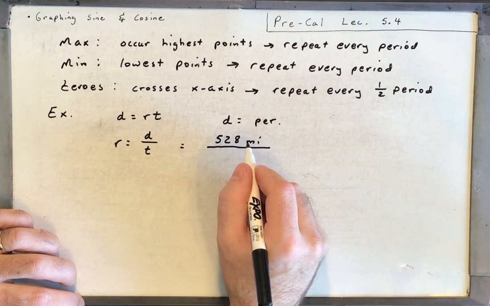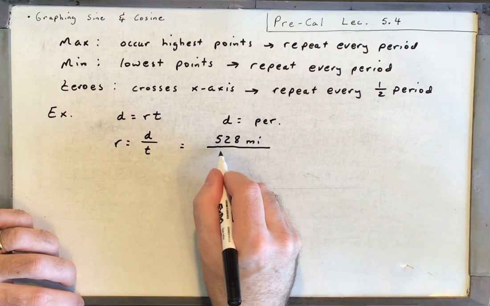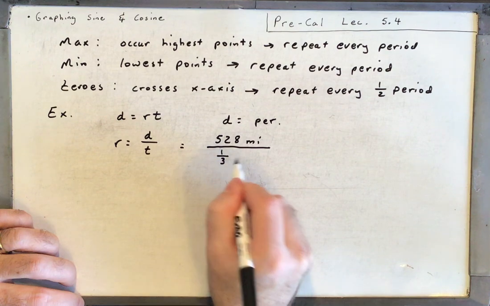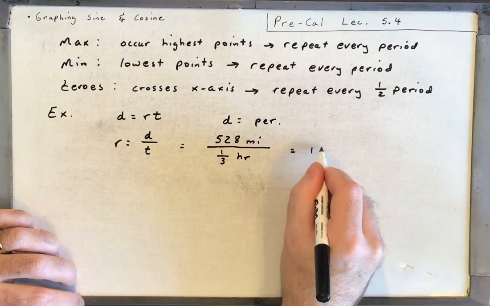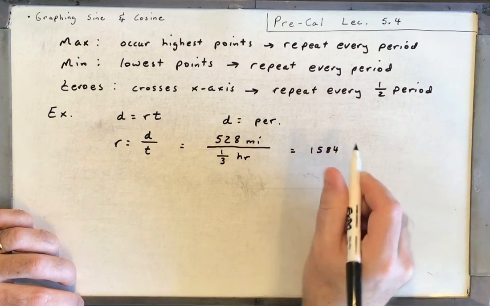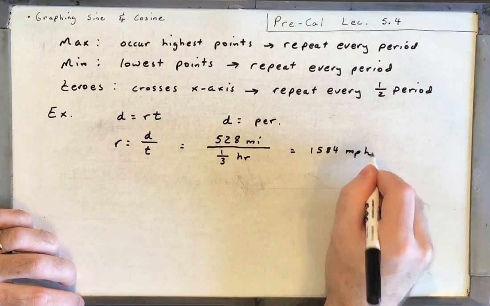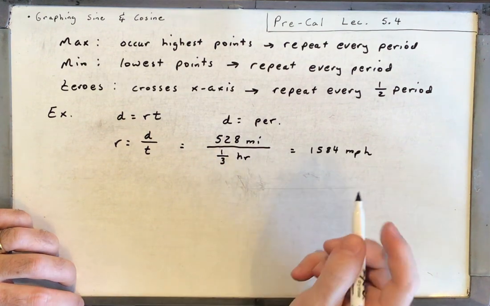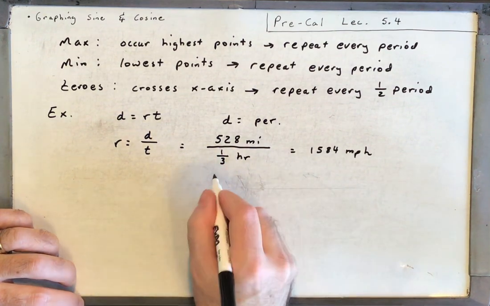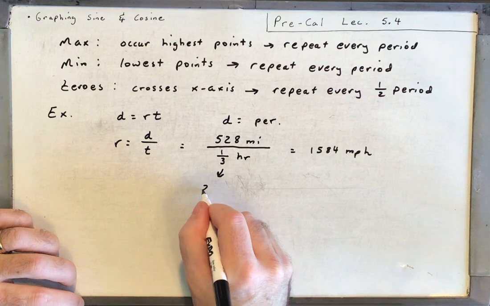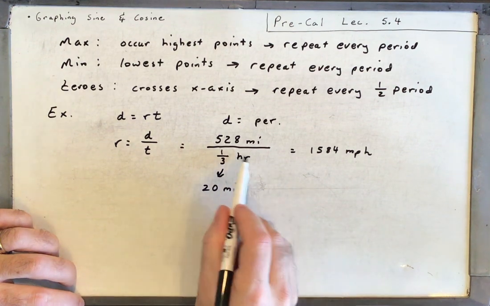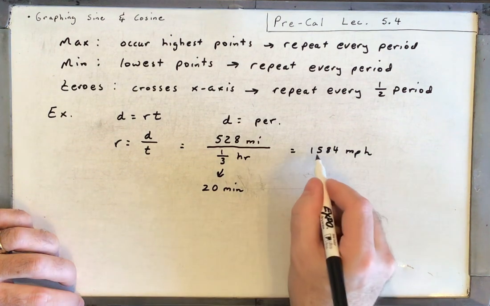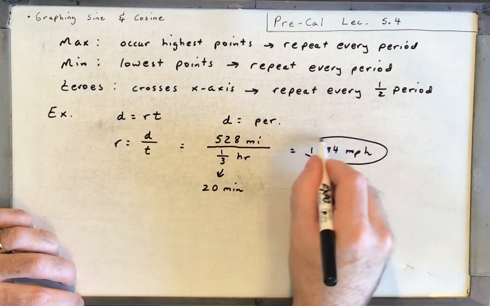But we can take that into hours if you want to do it in miles an hour. 20 minutes would be 1/3 hours. So that's 1,584 miles per hour. If you did it divided by 20, it'd be miles per minute. Okay, so this test coming up, you might have to make a change there to match whatever the multiple choice answer is.